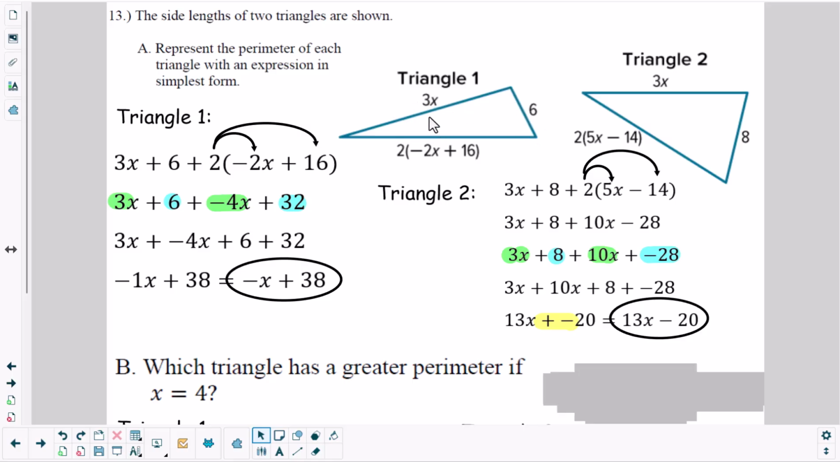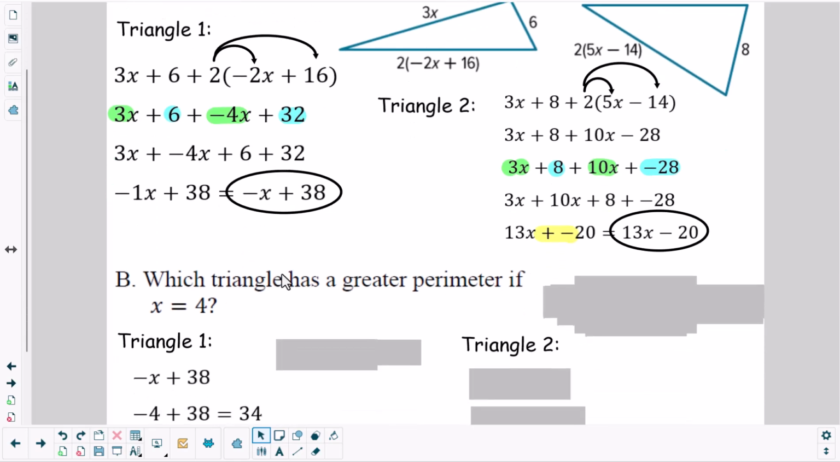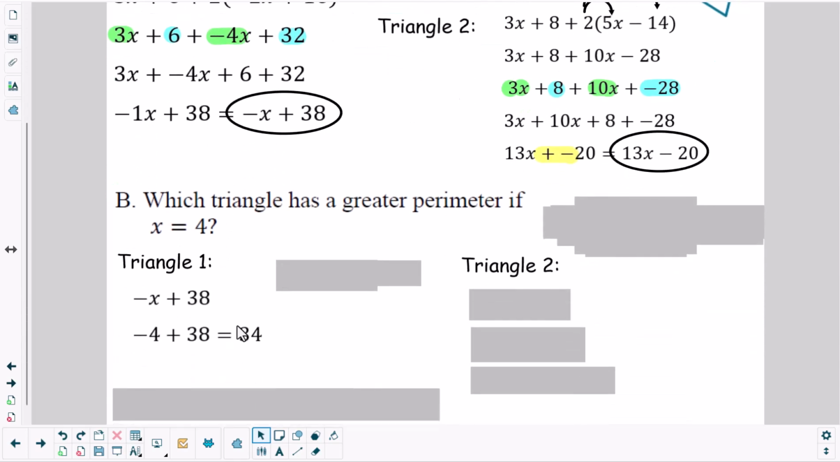This side would be 3 times 4, which is 12. This side we would do negative 2 times 4, which is negative 8, plus 16, which is 8. 8 times 2 would make this 16. And if we do 16 plus 12, we get 28, plus 6 would get us 34 for the perimeter. So we could do that as well, but that's a little bit more work, but it is a good way to double check our algebraic expression from part A.